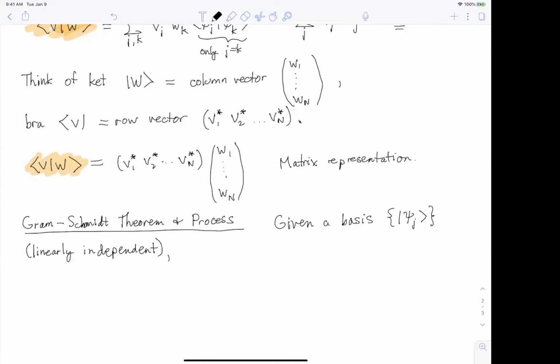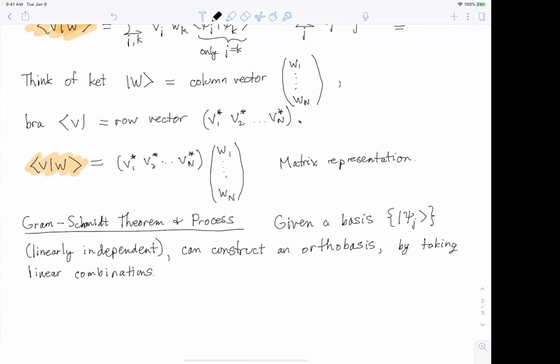But given them, you can construct an orthobasis. And so to prove this theorem, all we're going to do is go through what that process is. You do it by taking linear combinations. And one of the statements about what makes a complex linear vector space is you can take linear combinations and be sure that your linear combinations will again be within the vector space.